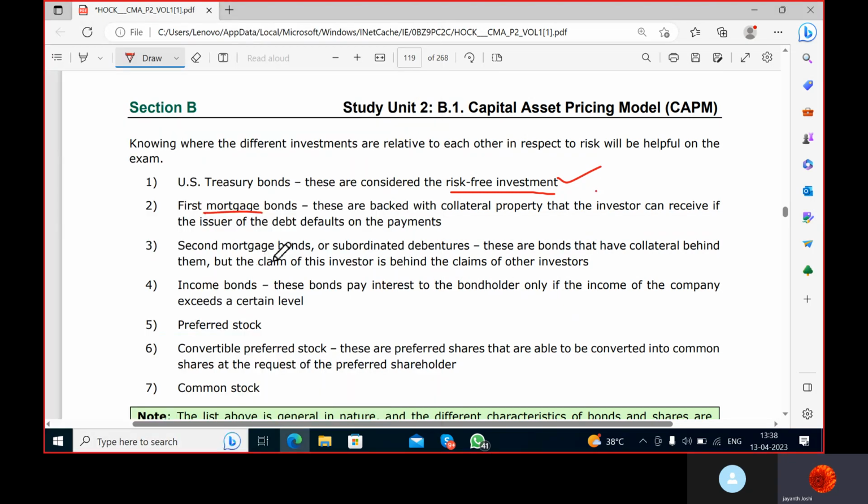Then comes second mortgage or subordinated debentures. These are bonds that have collateral behind them, but the claim of these investors is behind the claim of other investors. That means these second mortgage bonds or subordinated debentures also have some collateral, but they have the second claim.